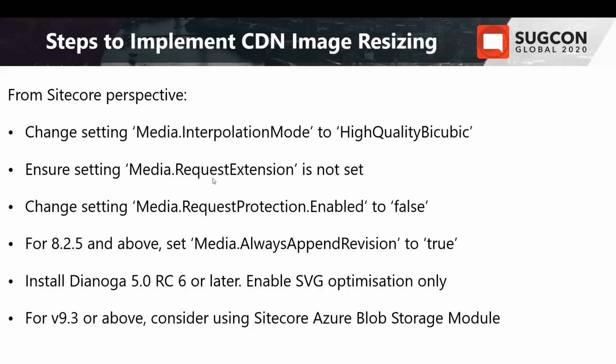Ensure the setting media request extensions is not set, so it should be empty so that it displays SVG, JPEG, GIF, PNG, etc. Change the setting of media request protection to false. It's just that little bit of extra work that is no longer required as you're offloading the entire workload and the entire security layer to the CDN now, and no longer required on Sitecore. So turn that off. For Sitecore 8.2 SP5 and above, set always append revision to true.